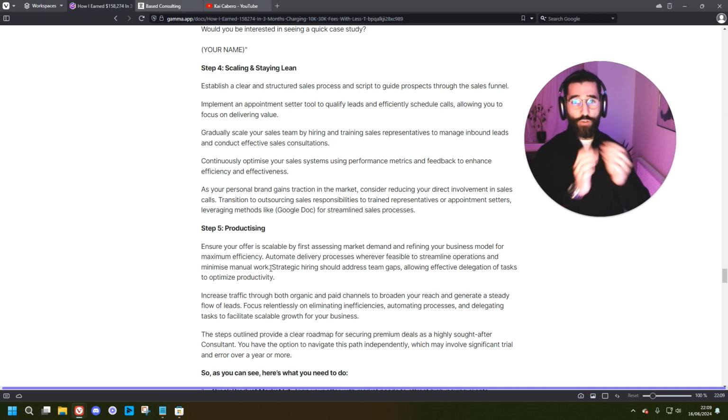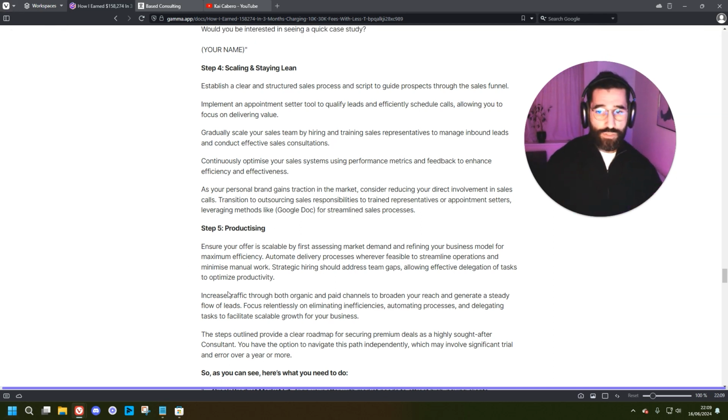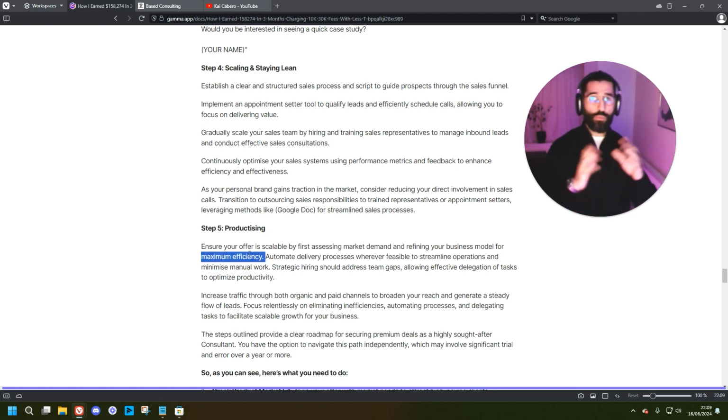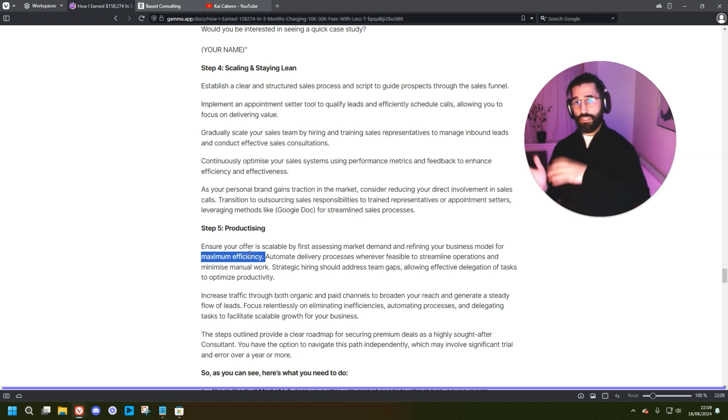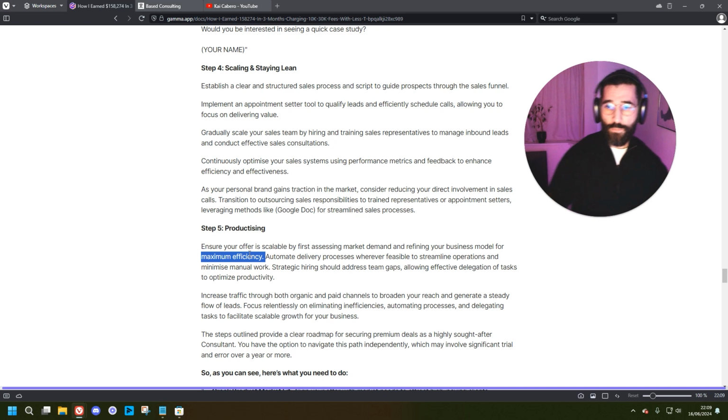So you need to ensure your offer is scalable now. Okay, and then you just do that by assessing more market demand and refining your business model for maximum efficiency. Because let's face it, your version one offer or model is never going to be your version 10. You just have to quickly and rapidly adapt based on what client feedback you're getting. Maybe this works better, maybe another model works better, but just keep building and iterating your product.